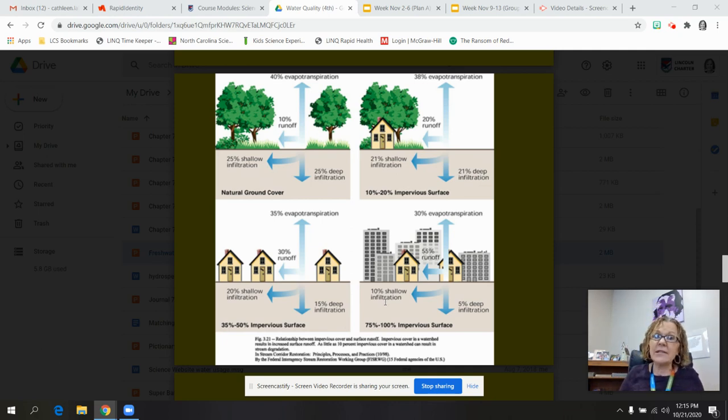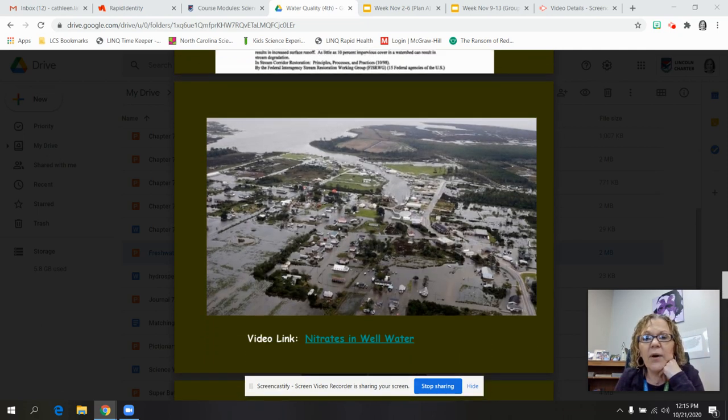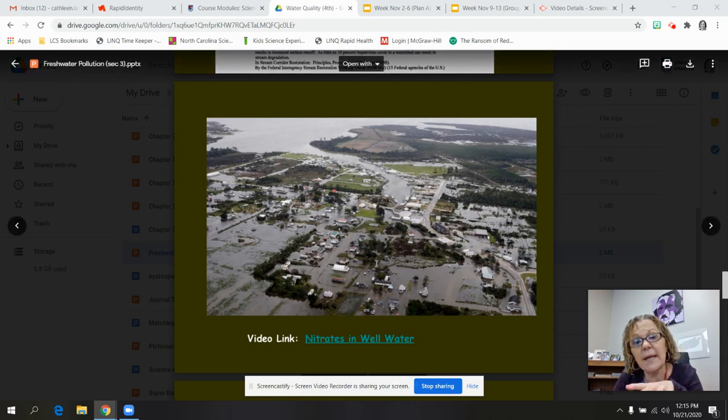And that means less will be going into the storm drains. And so less nitrates, phosphates, trash, and things like that will be going into our storm drains. Okay. All right. This is an area that was flooded. Okay.